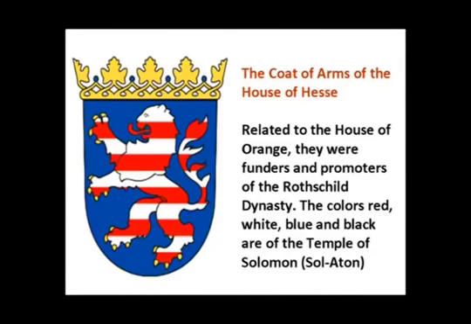Here's the coat of arms of the House of Hesse. This house is related to the House of Orange. They were funders and promoters of the Rothschild dynasty. The colors red, white, blue and black are of the Temple of Solomon. And let us reiterate that Solomon need not be a human being. When the Masons are talking Solomon or Sol Aton, they're referring to Aton the sun. They're referring to mystery school traditions and teachings. It's a title, not of one man, but of many chieftains, many commanders, just like David. In fact, many could say that even Joshua or Jesus are titles, not personal names.